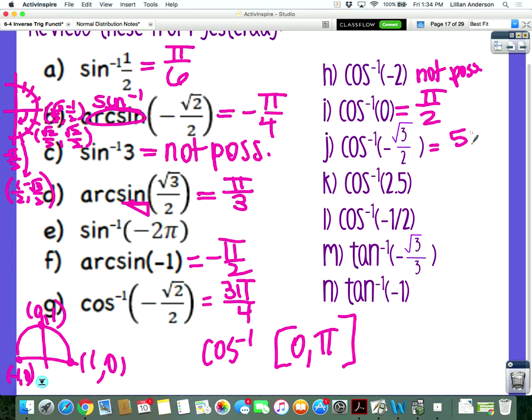Pi over 6. Good stuff. And this one here, cosine inverse of 2.5, Monica. It is not possible. Same reason why H and C were not possible. Cosine inverse of negative 1/2, Christian. Yeah, it's all right.